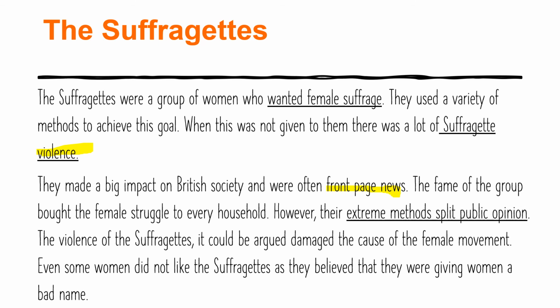However, their extreme methods did split public opinion. The violence of the suffragettes could be argued damaged the cause of the female movement because it put more people off than encouraged. Even some women did not like the suffragettes as they believed that they were giving women a bad name. So make sure you've got a few notes on the suffragettes.